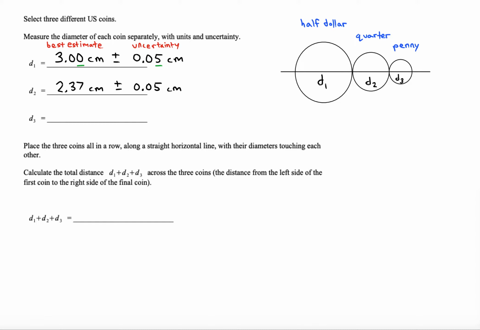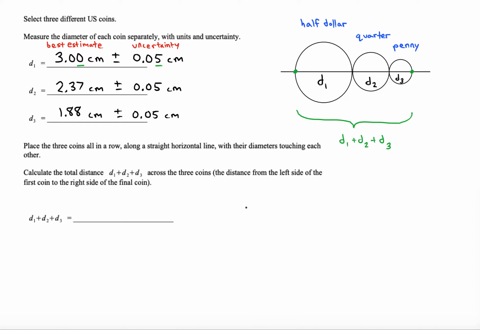All right, and then I'll do the penny. I say 1.88 centimeters. All right, great. So our next task is to see if we can calculate what is the distance across all the coins if they're lined up like this. Okay, this would be D1 plus D2 plus D3.